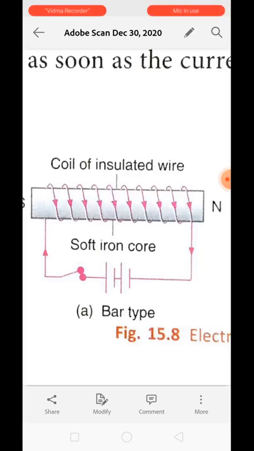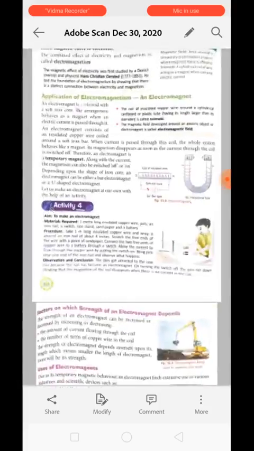The strength of an electromagnet depends inversely upon its length, which means the smaller the length of the electromagnet, the more will be the strength. Meaning if this electromagnet is smaller, more coils will be fitted in the small size and the strength will be higher. Understood? Now what is the use of an electromagnet?